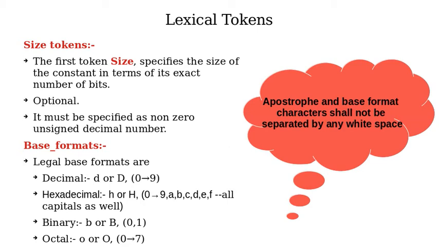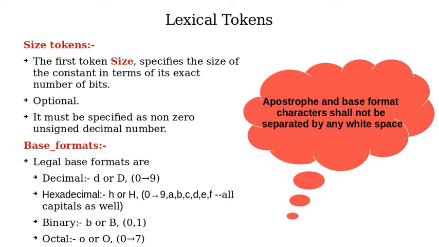Size token. The first token, size, specifies the size of the constant in terms of its exact number of bits. It is an optional parameter. It must be specified as a non-zero unsigned decimal number. The main thing to remember here is that the apostrophe and base format characters shall not be separated by any white space. We cannot put any space between the apostrophe and the base format characters, which are O for octal, B for binary, H for hexadecimal and D for decimal.